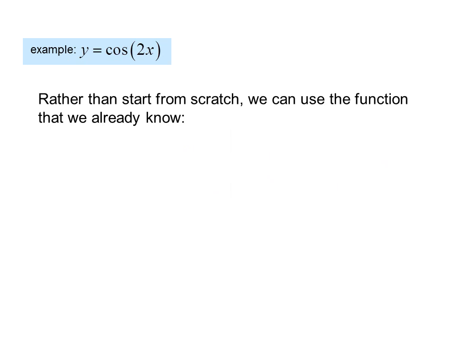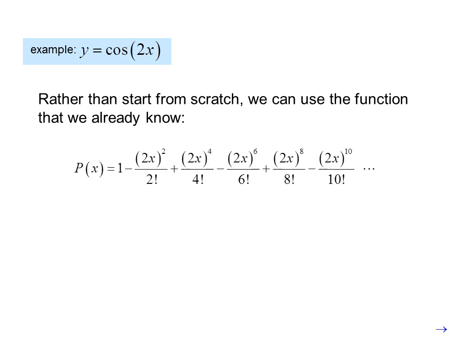Example, y equals cosine 2x. Rather than start from scratch, we can use the function that we already know. Substituting 2x in for x in our approximation for cosine x, we get p of x equals 1 minus (2x) squared over 2 factorial plus (2x) to the fourth over 4 factorial minus (2x) to the 6th over 6 factorial plus (2x) to the 8th over 8 factorial minus (2x) to the 10th over 10 factorial.